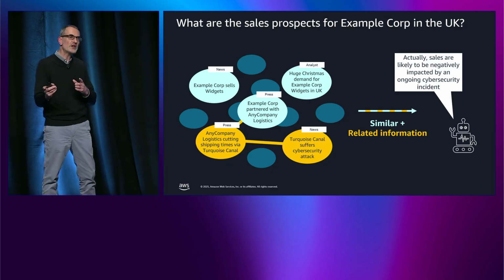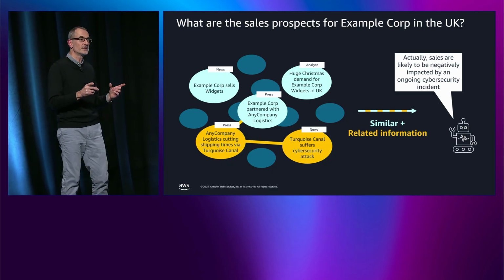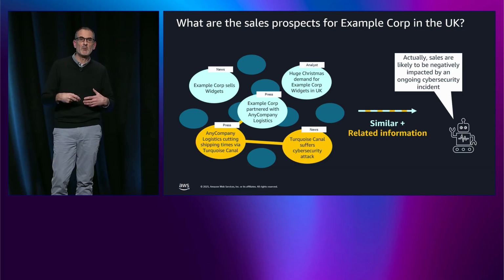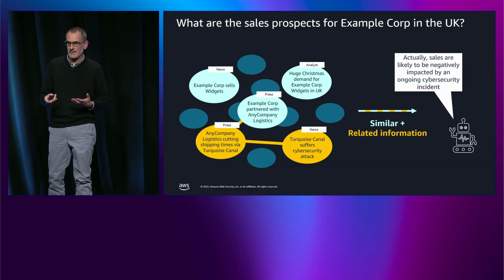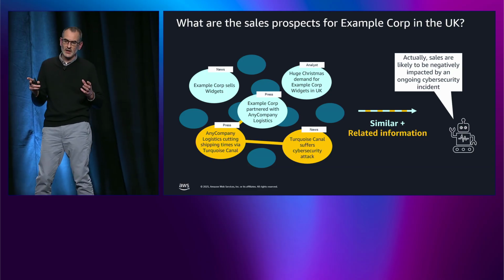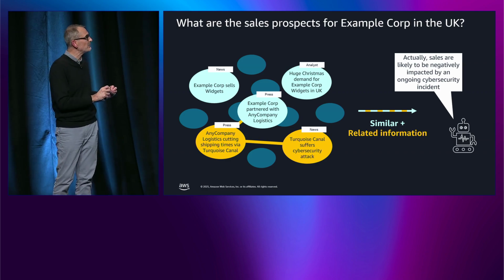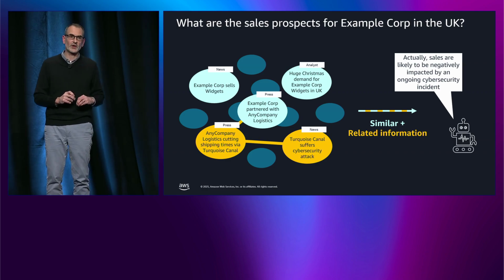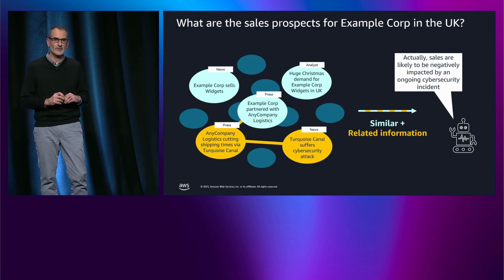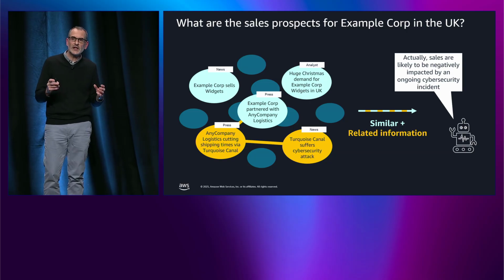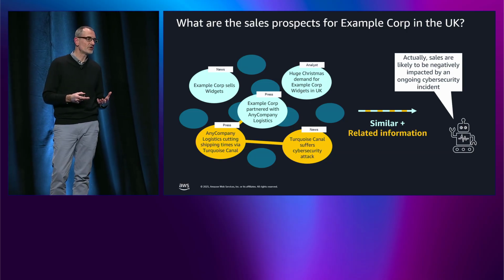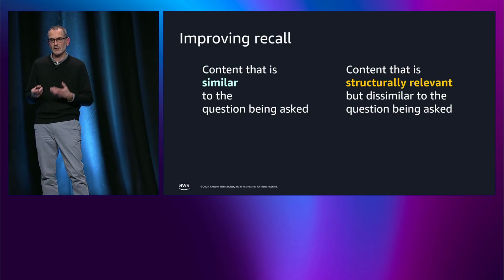But if we can retrieve both of these kinds of content, then the system can give us a more nuanced answer. Yep, sales are looking good, but they're likely to be negatively impacted by an ongoing cybersecurity incident. Okay. So as you can see, the kind of context we retrieve and the ways in which we retrieve it can make a big difference to the quality and the reliability of the response.